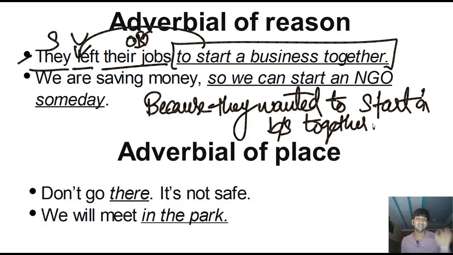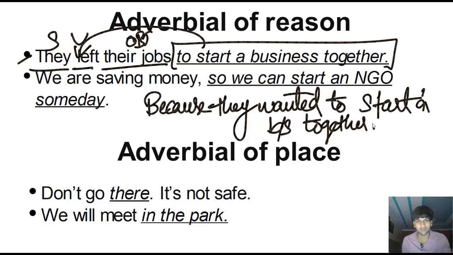Note this, guys. An adverbial of reason cannot be just one word. It cannot be. You can think about it. You can try using a word as an adverbial of reason. You cannot do that, right? Try that. Next, adverbial of place.